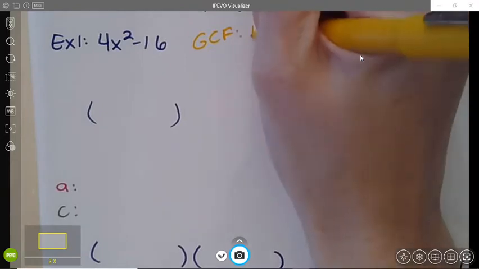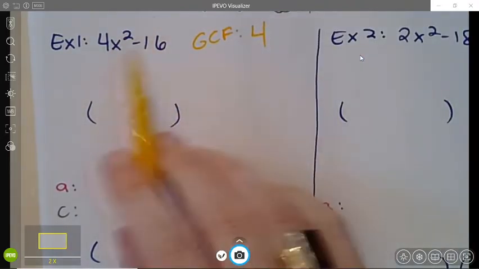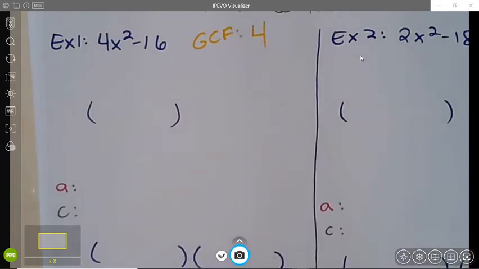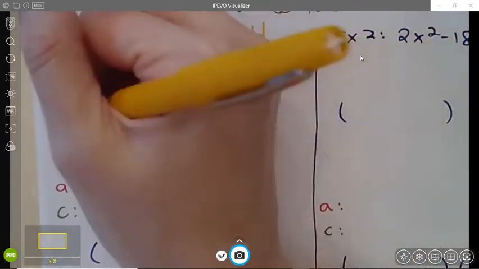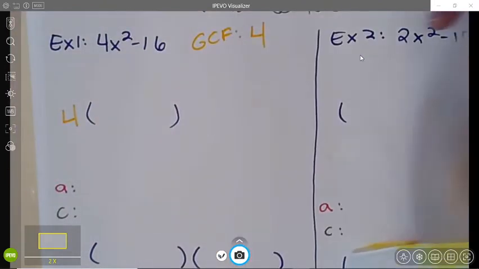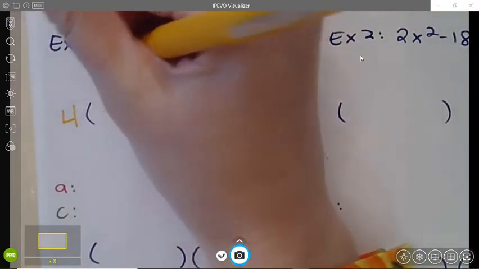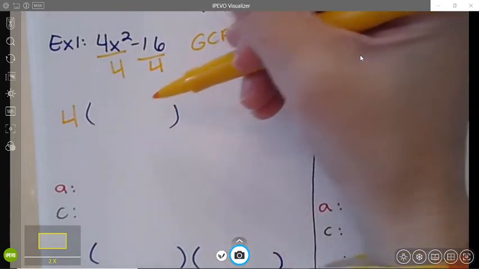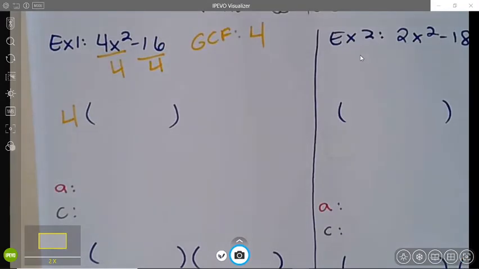It is 4. Okay, and since both of my terms do not contain an x, I cannot include x in my GCF. So guess what, you guys? My GCF is 4. So remember, we write the GCF out in front of the parenthesis, and then you're going to divide each term by the GCF. And we're going to write what we get inside the parenthesis. So let's see what happens.